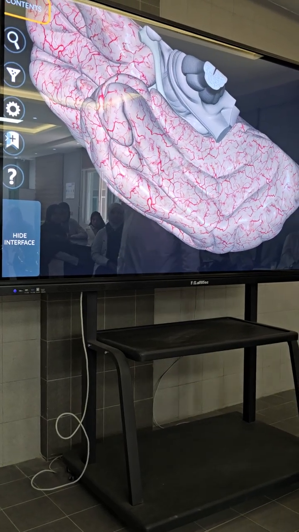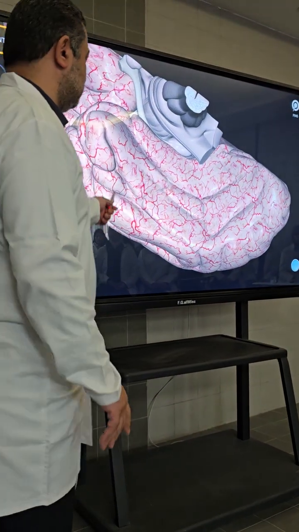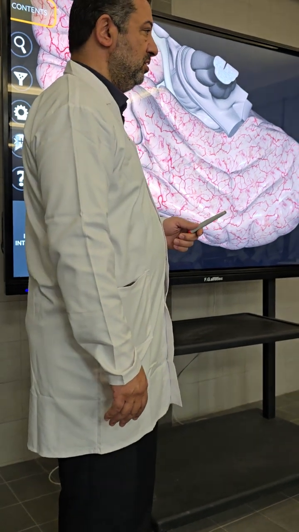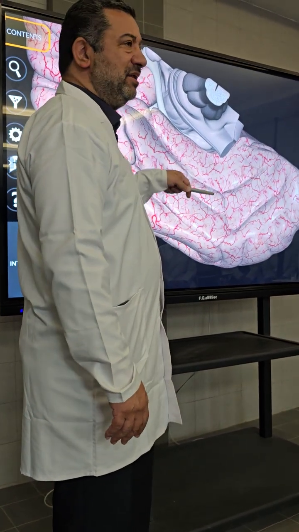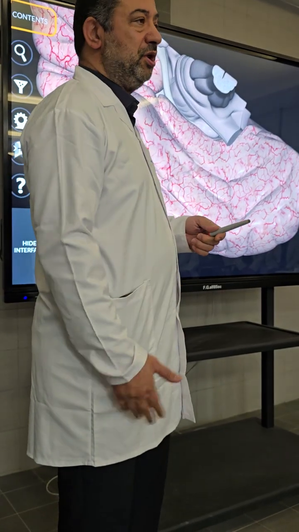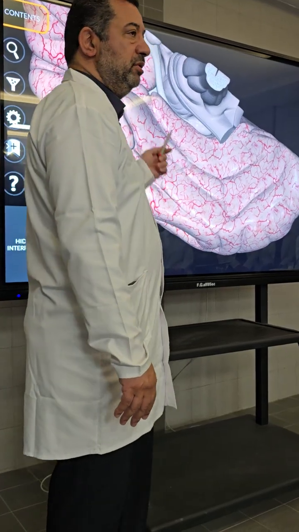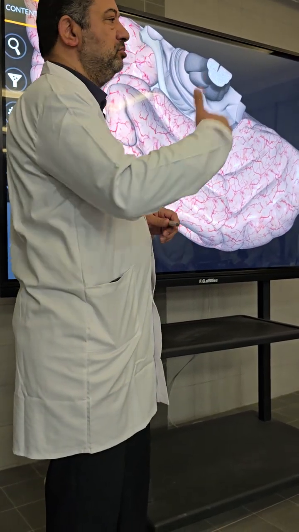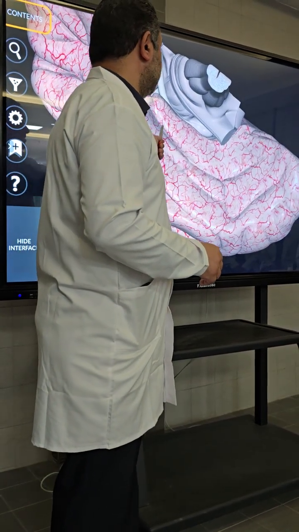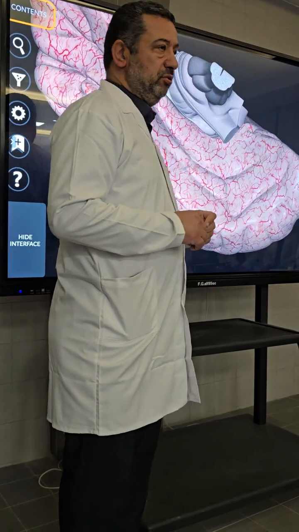In the tentorial surface, there is the occipitotemporal sulcus. On the lateral part of the occipitotemporal sulcus, there is the lateral occipitotemporal gyrus, and medial to this sulcus there is the medial occipitotemporal gyrus. Medial to the medial occipitotemporal gyrus, there is the rhinal sulcus anteriorly and the collateral sulcus posteriorly.